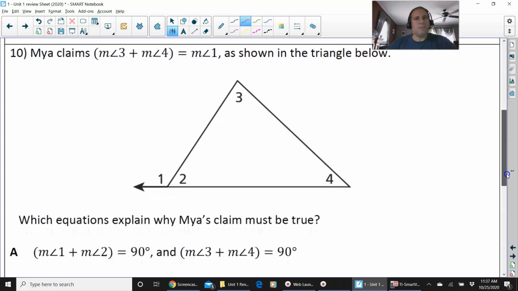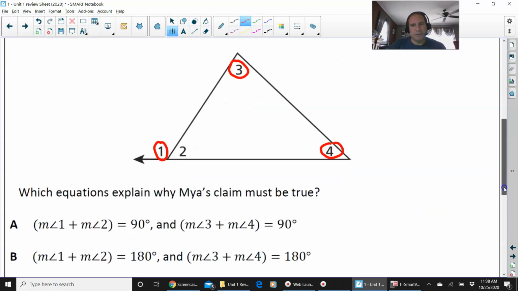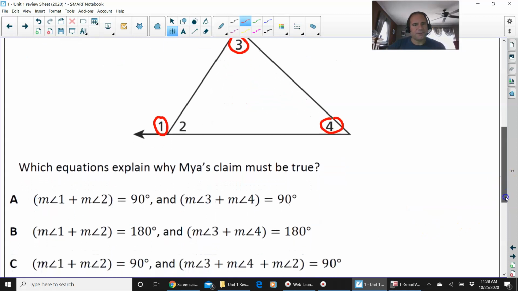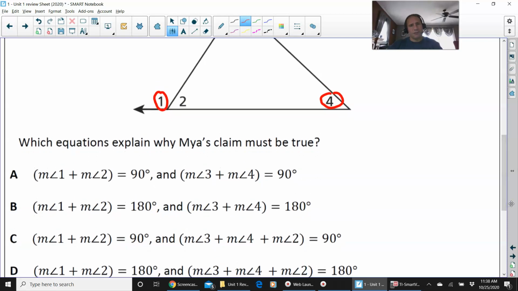All right, so number 10, Maya claims that the measure of angle 3 plus the measure of angle 4 equals the measure of angle 1, as shown below. This plus this equals this. Which equations explain why Maya's claim must be true? So go through them, see if you can pick your answer, press pause, and do the problem now.